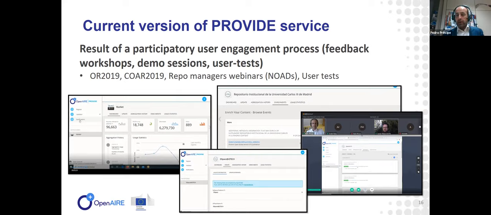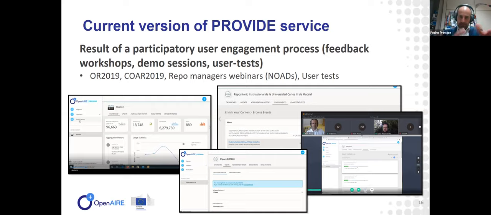We are quite happy with several components of this dashboard. Not completely happy with one or two things that should be improved, but this is life. Life is not perfect, and the service is not perfect either, but we are quite happy with what we have and the way that we have improved it in this participatory way.